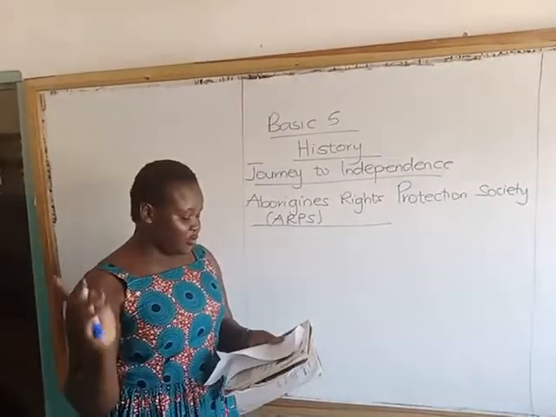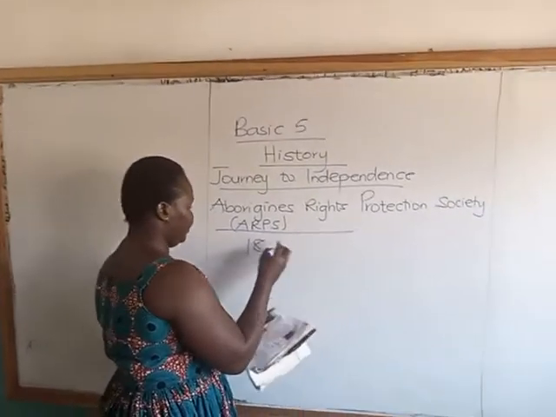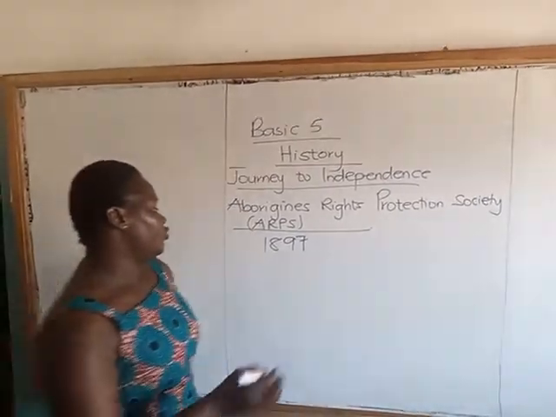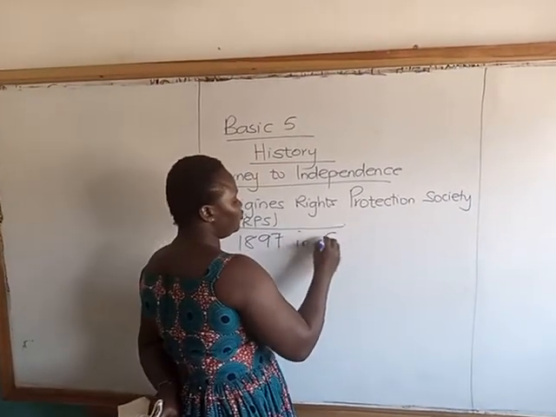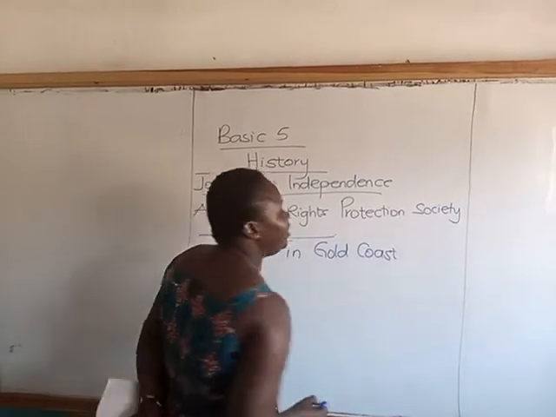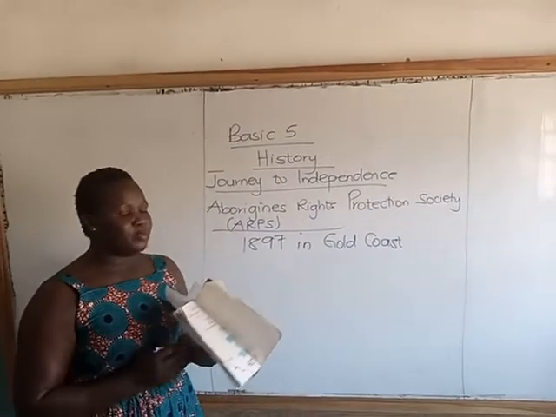Now this society was formed in 1897. It was formed in the Gold Coast, which is now known as Ghana, by the traditional leaders and educated people among the local people.